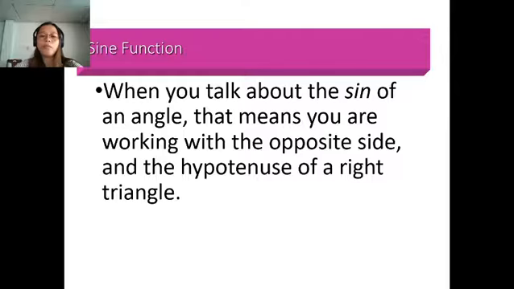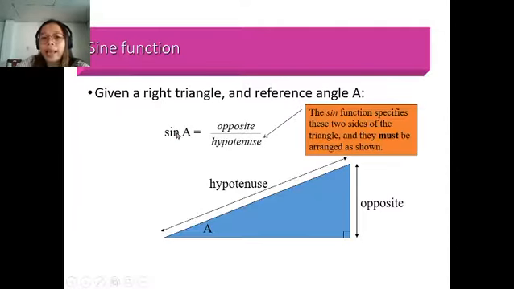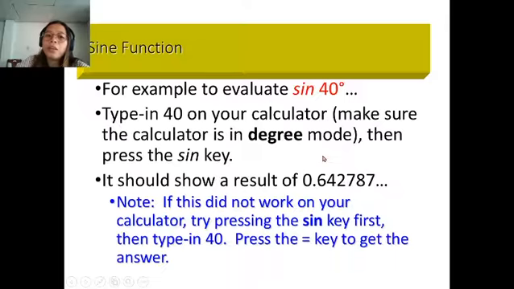So, sine, opposite, and the hypotenuse. Meaning, you are trying to solve for the opposite and the hypotenuse: opposite over hypotenuse. The sine function specifies these two sides of the triangle and they must be arranged as shown. For example, to evaluate sine 40 degrees in our calculator, type in 40 on your calculator.